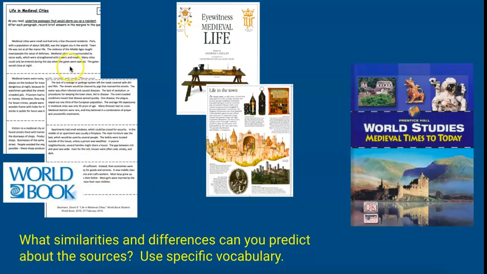The differences would be that these 2 are what we call a reference source because they are providing a basic introduction. The textbook and the eyewitness are going to have more text features like images and captions, whereas World Book is mostly text-based. And this one will actually include some primary sources within the secondary explanations.